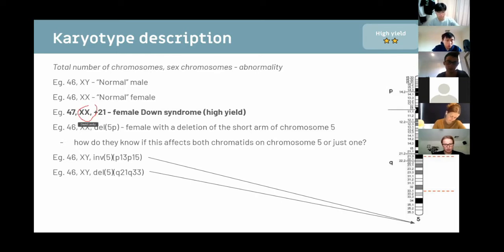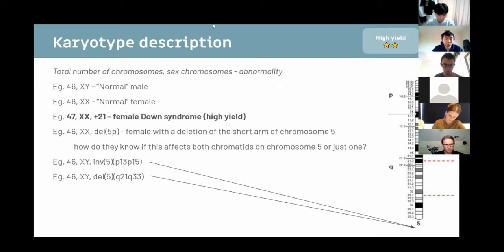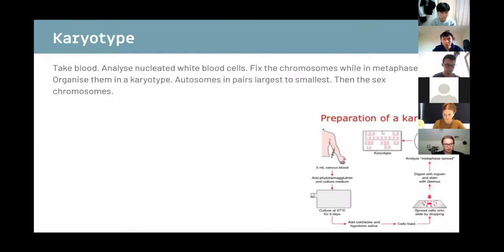And this is almost always in exams, quite important. The deletions and the inversions are less high yield, and we'll explain them a bit later on. Next slide, please. I don't really think they'll give you deletion or inversion ones, but just keep in mind that at the top, you start off with the number of chromosomes, then you write out the sex chromosomes, and then you write the abnormality. And you could do minus 21 as well if that was the problem.